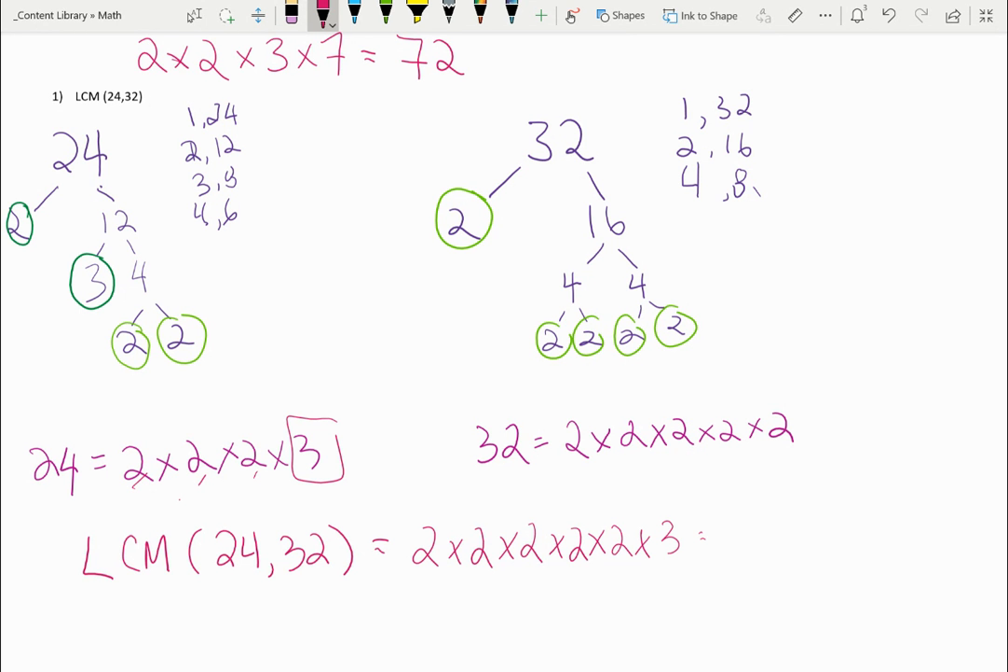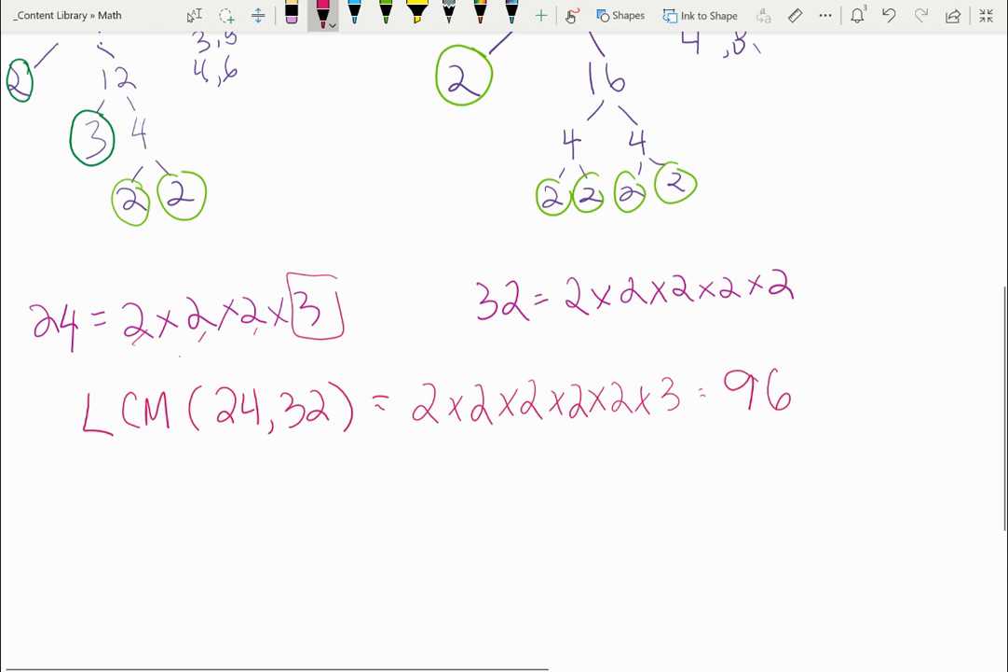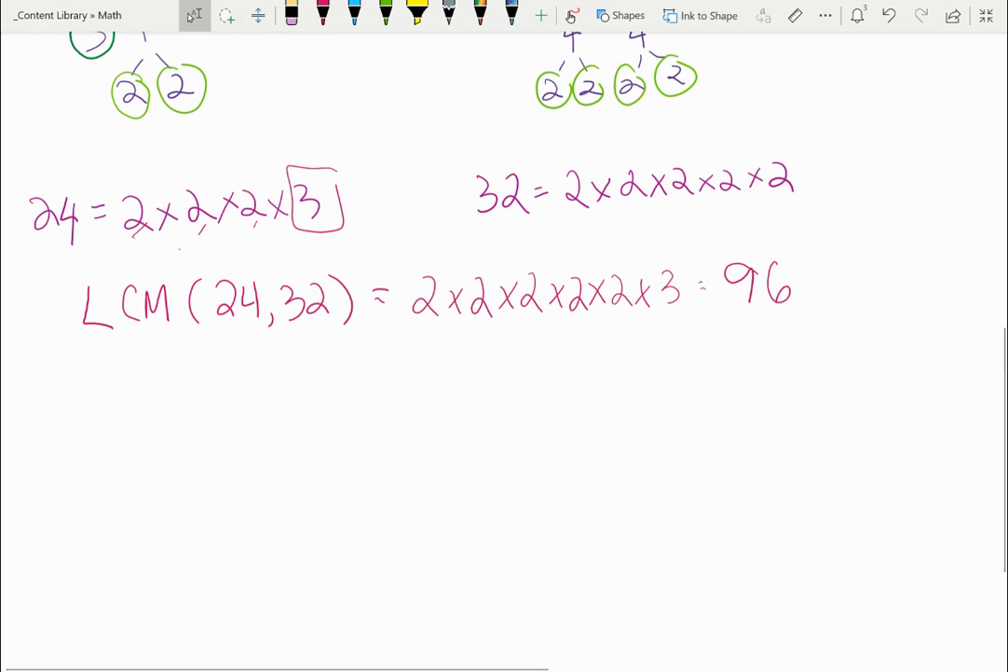Okay. So 2 times 2 is 4, times 2 is 8, times 2 is 16, times 2 is 32. Now we have to multiply 32 by 3. I'm going to quickly do that in my head, and I end up getting 96. I hope. Again, just quickly doing some mental math. So I'm saying that the lowest common multiple is 96.